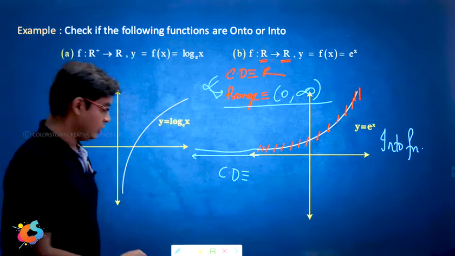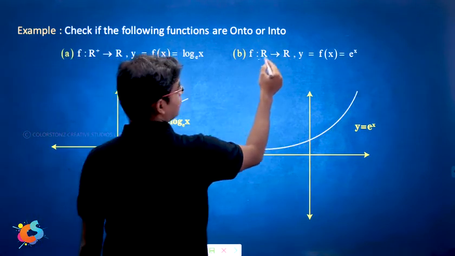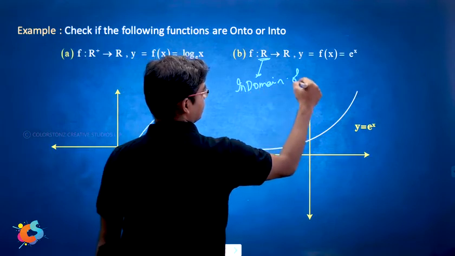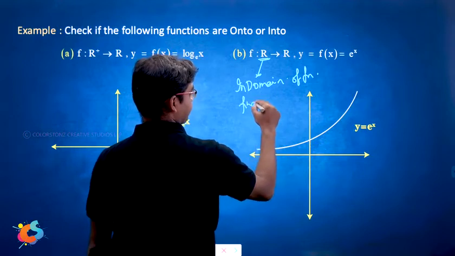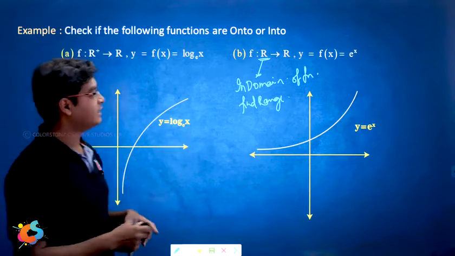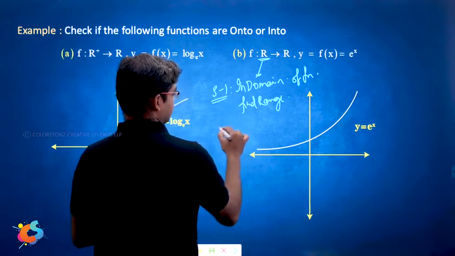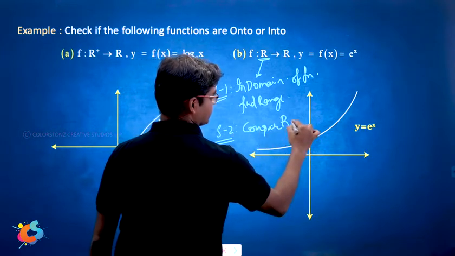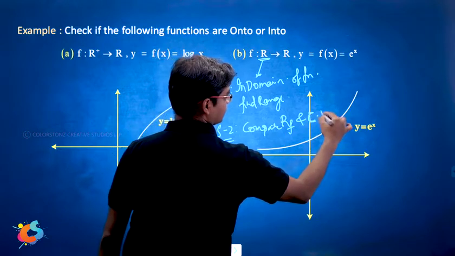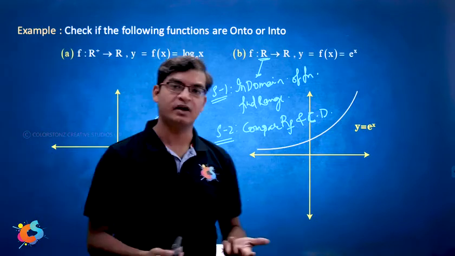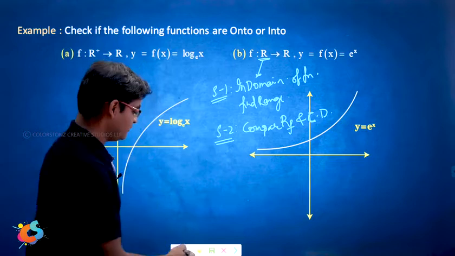Okay, fine. So what are we doing here? In the domain of the function, find the range of the function. This will be our step 1. Step 2 is compare the range of the function and the codomain of the function. Okay, so that's all. If you do this, then you will get the answer. Very simple. Now, let us take some CET questions.